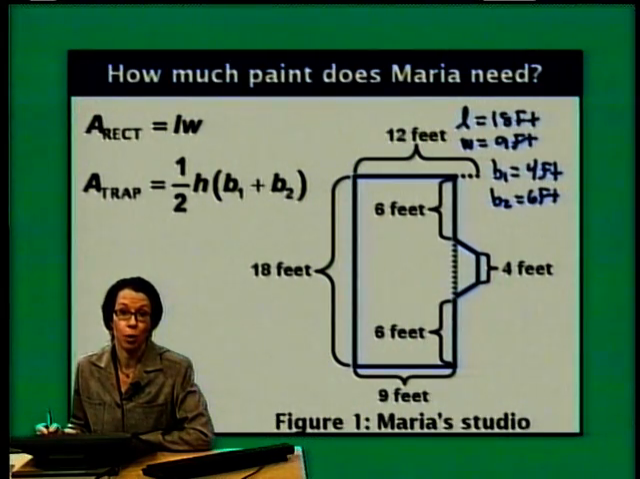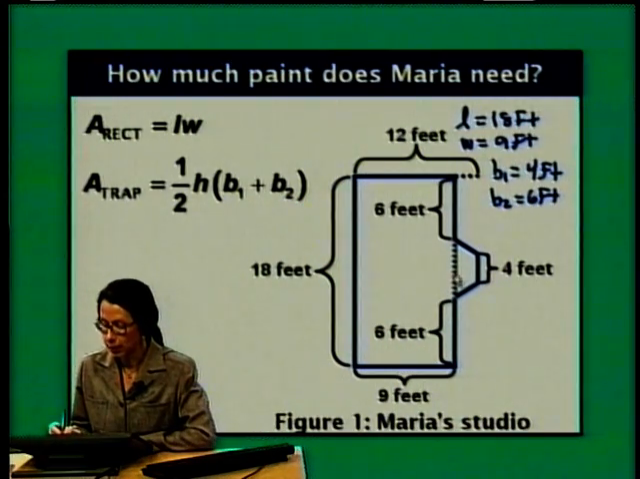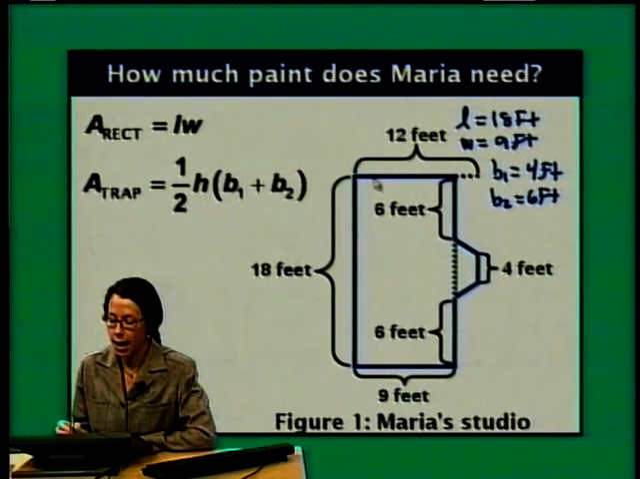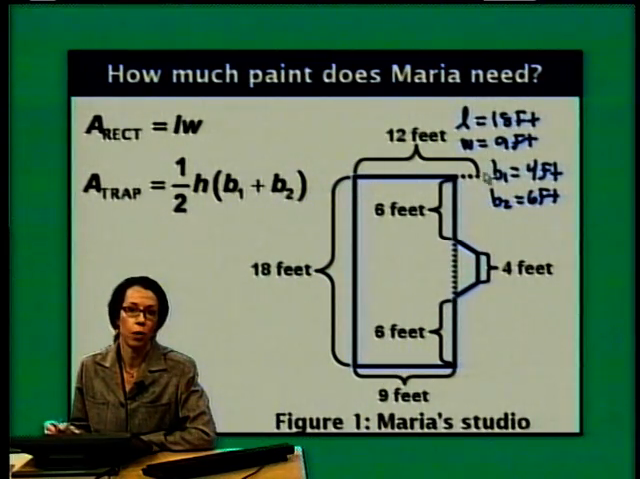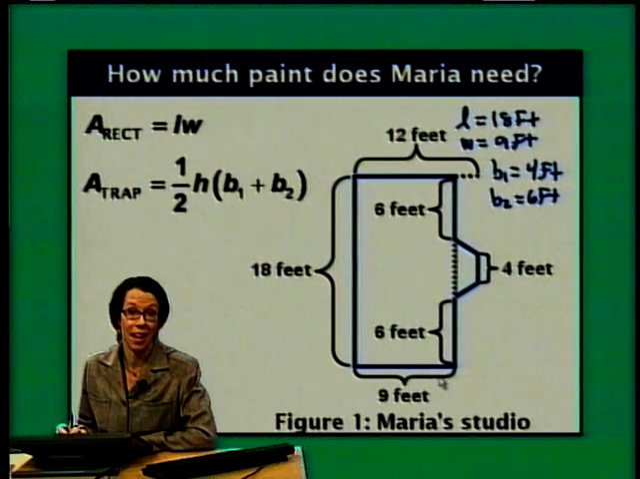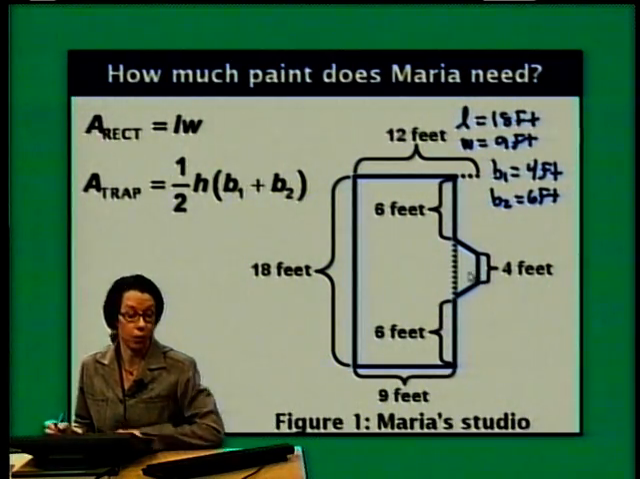Finally, we need to determine the height of the trapezoid. So the height is the distance between the two bases, and Maria hasn't labeled it right here in the drawing. But if we look, Maria has indicated that the measurement from one side of her studio to the end of the bay window here is 12 feet, but the width of the studio is only 9 feet. So the height of the trapezoid is 3 feet.